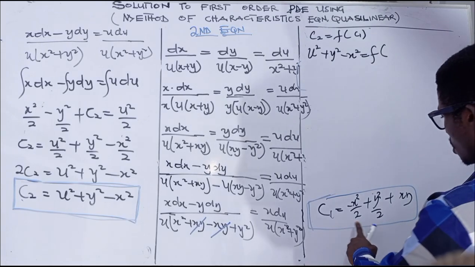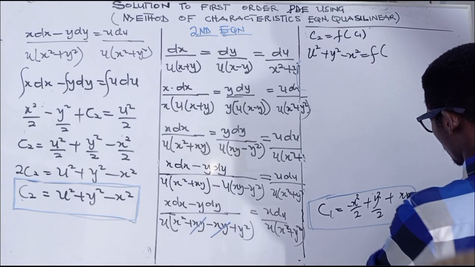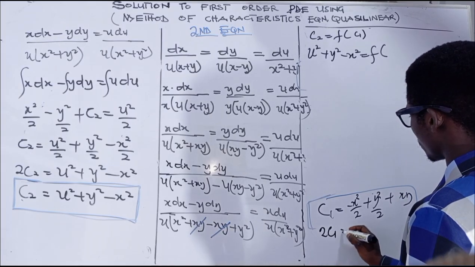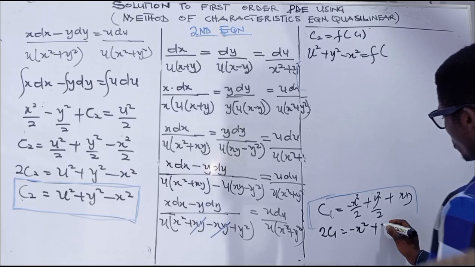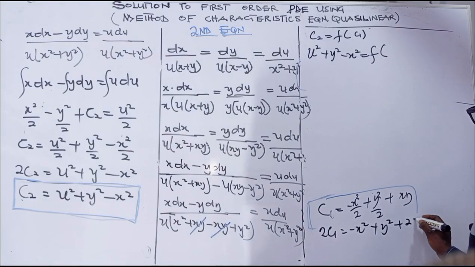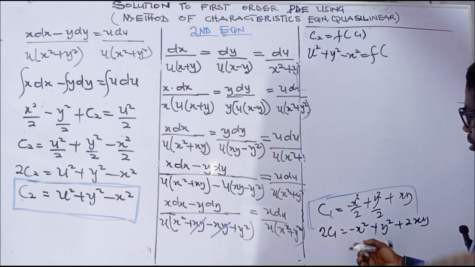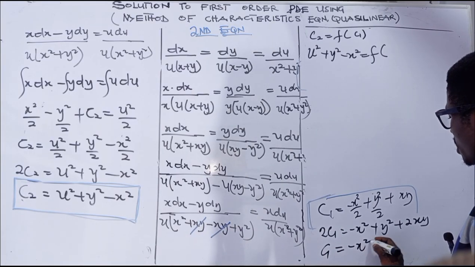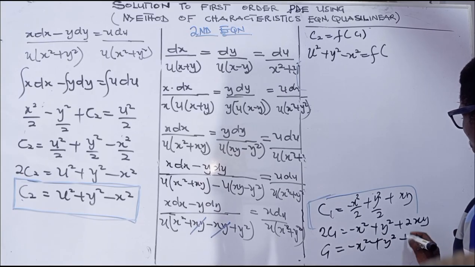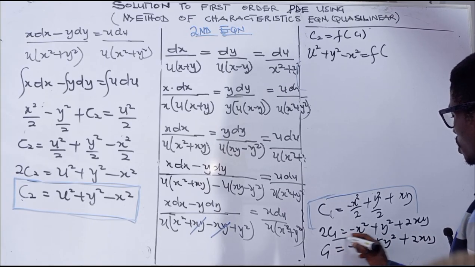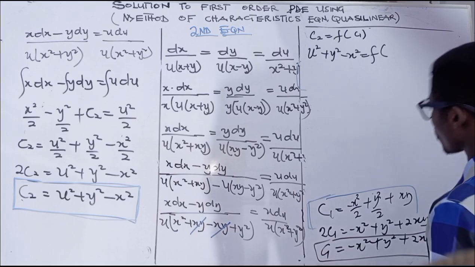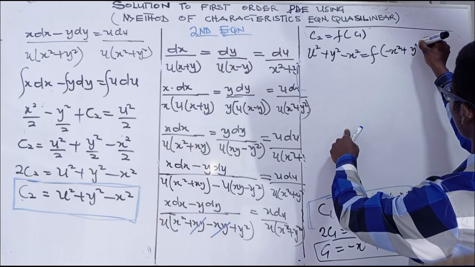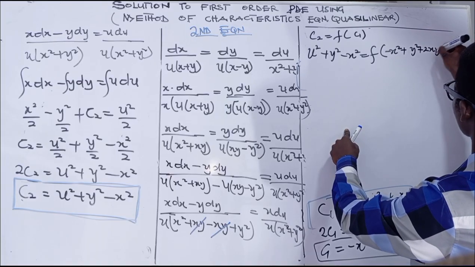So this is C1. Let's clear the fractions away from it, so that we are going to have 2c1 is equal to minus x squared plus y squared plus 2xy. A constant times a constant will still give us a constant, so we can write it as c1 is equal to minus x squared plus y squared plus 2xy. So this is what we are going to use for C1.